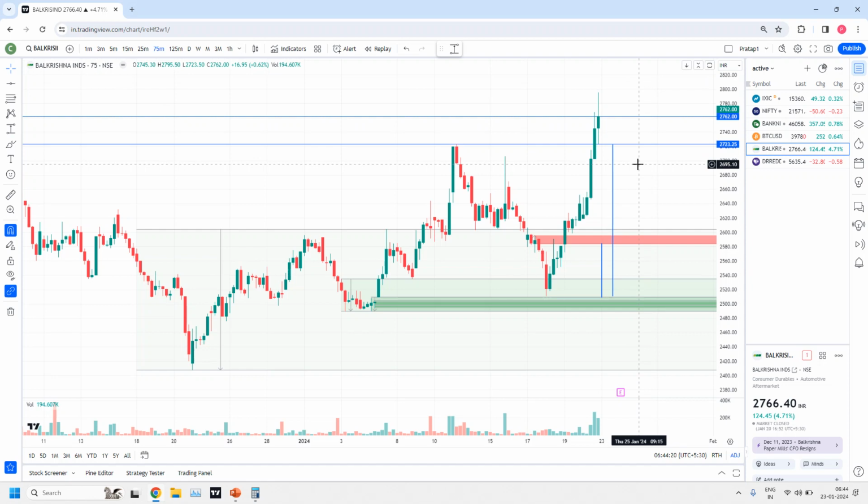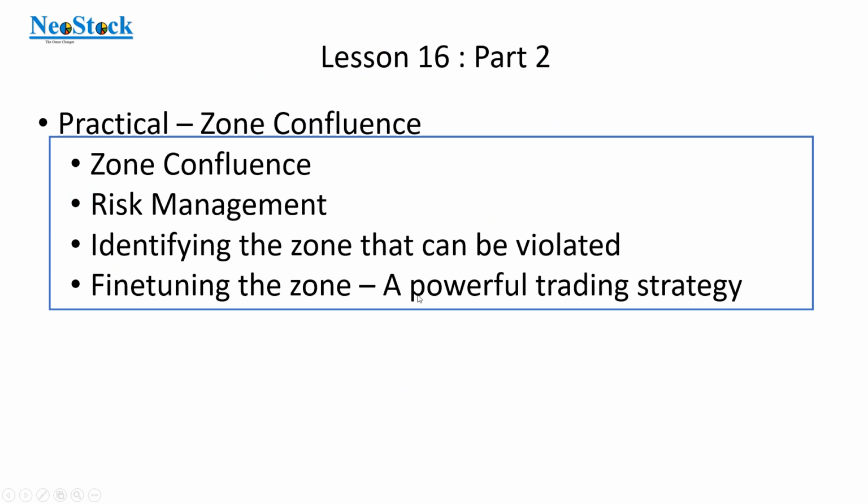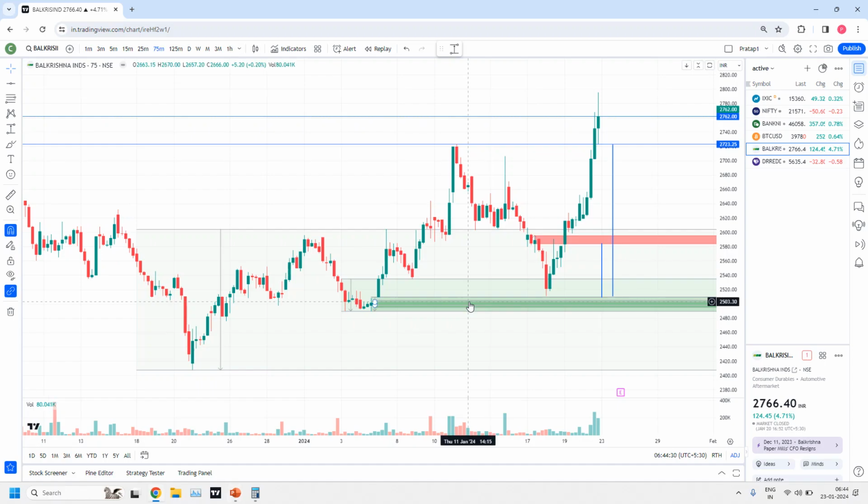You may ask a question: we got such a huge profit, is it because of this strategy? Fine-tuning the zone strategy? Not really. Fine-tuning the zone increases our success rate. The reason why we got such a huge profit in a short period is because of this 75-minute zone.